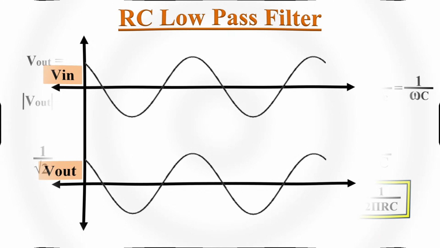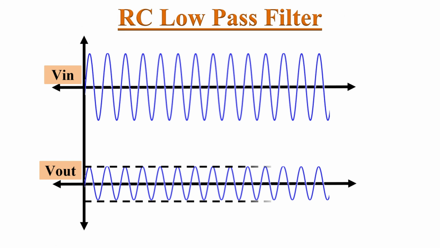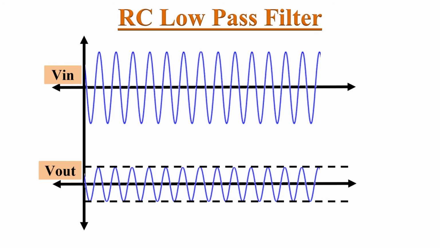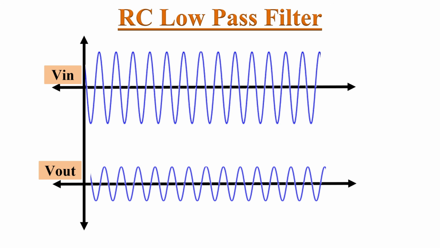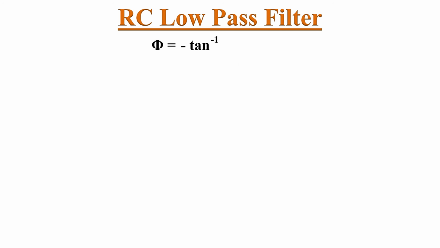So in an RC low pass filter, as we increase the input frequency, the output signal's amplitude will reduce. Not only the amplitude, but also the phase of the output signal gets changed, and this phase change can be expressed as phi equals minus tan inverse of omega CR. Now if omega equals 0, then the phase value phi equals minus tan inverse of 0, which equals 0 degrees. So at omega equals 0, the output will be in phase with the input signal.